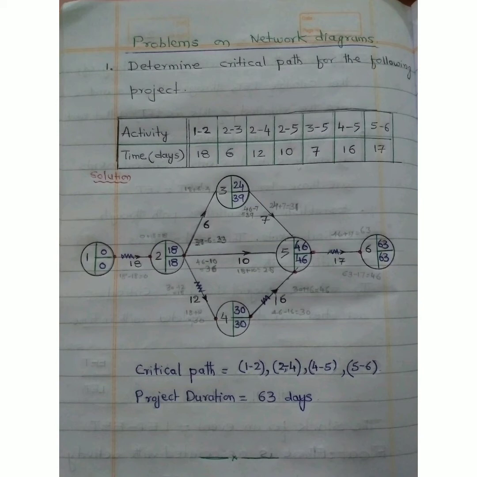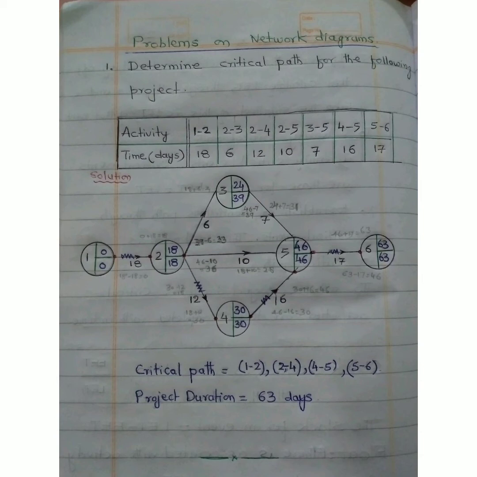Similarly, for activity 2-4, EETS is equal to 18, and EETF is equal to 18 plus 12, which is 30. Since activities 2-5, 3-5 and 4-5 are merging into event number 5, we need to calculate EETF through all these paths and obtain 28, 31 and 30 and 46 as EETF, and take the maximum value, 46, as EETF of event number 5. EETF of event number 6 is equal to 46 plus 17, which is 63.